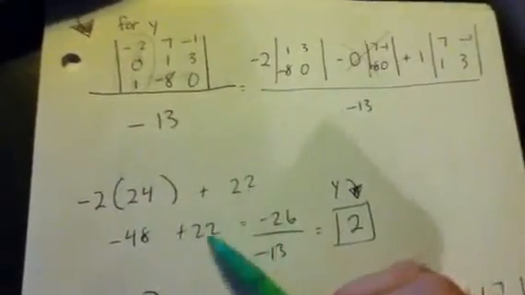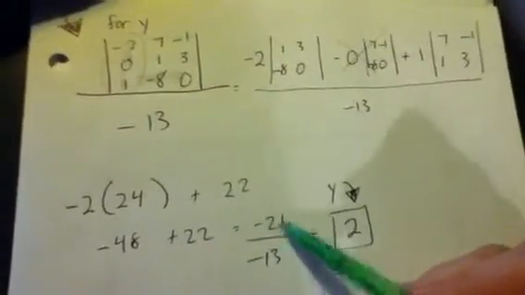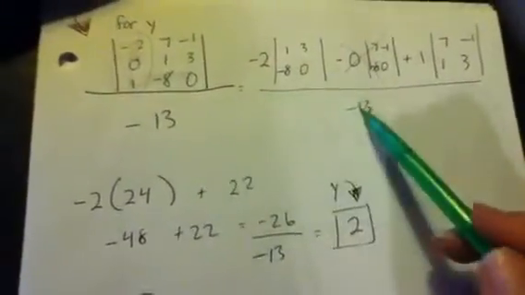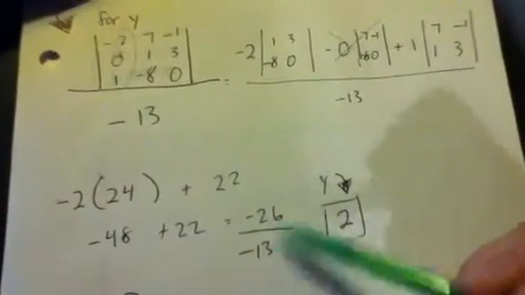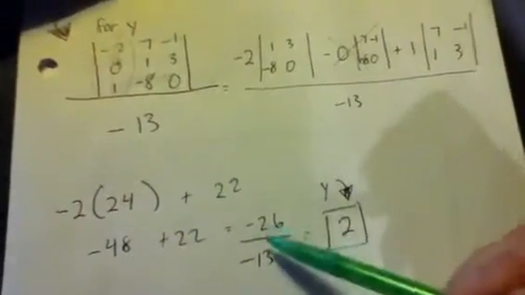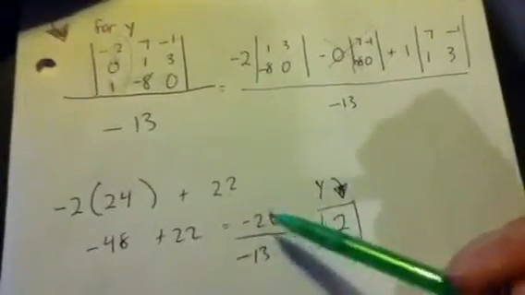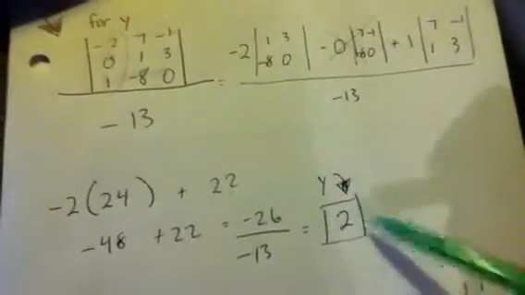Those make 48 plus 22, that's negative 26. So the 13 came from, it should have been coming with me all along. That's the denominator of every single one of these coordinates. So I got 2 for y.